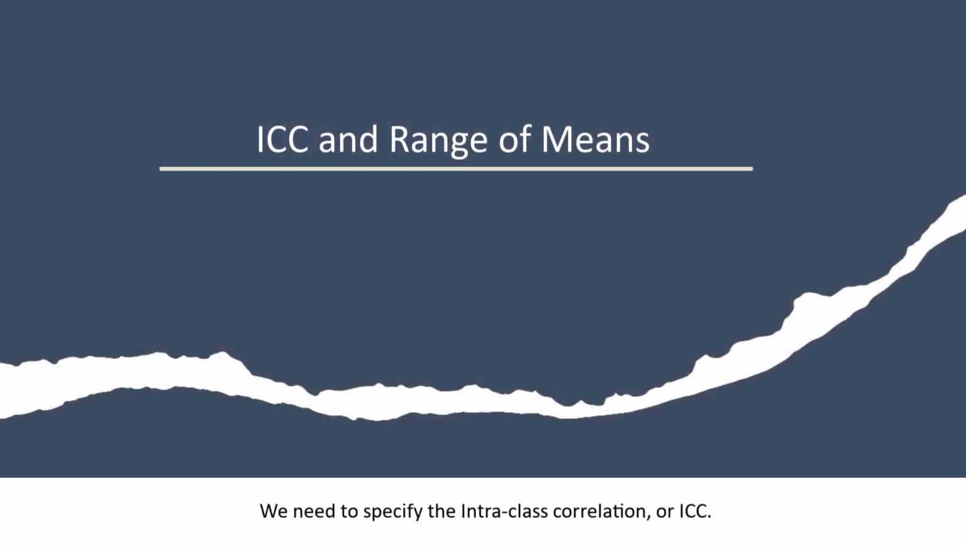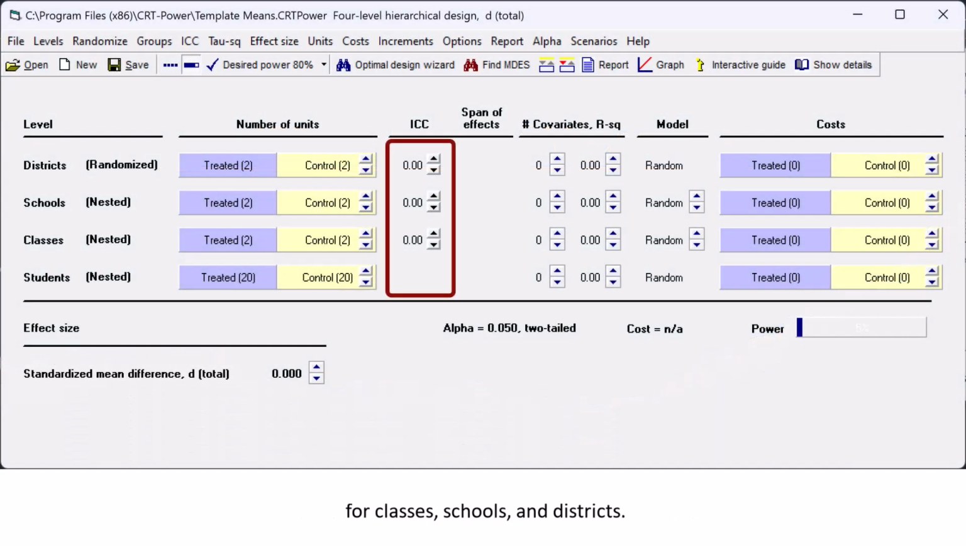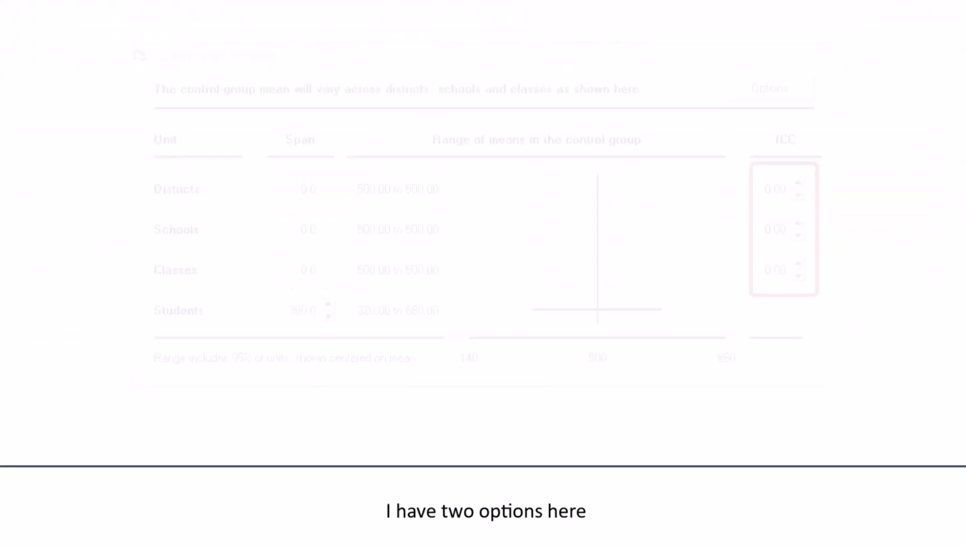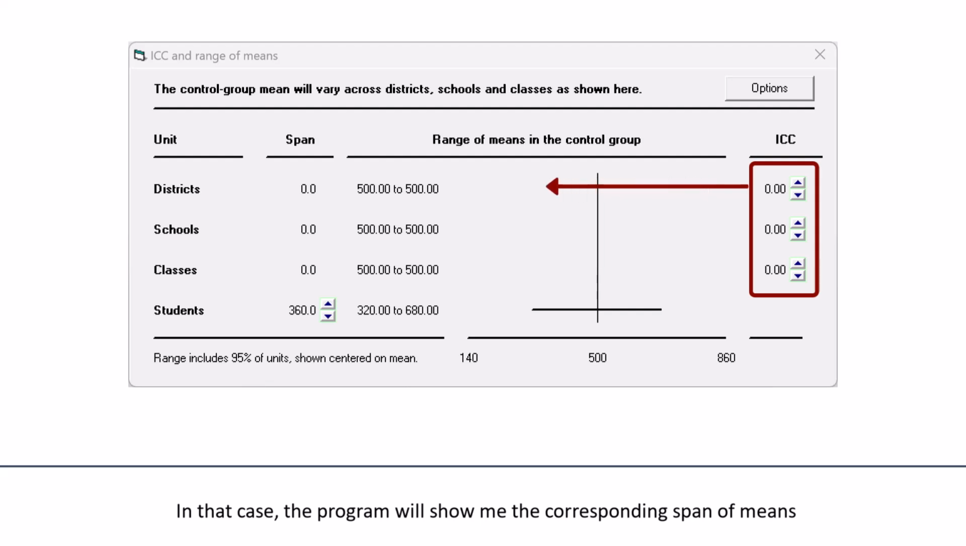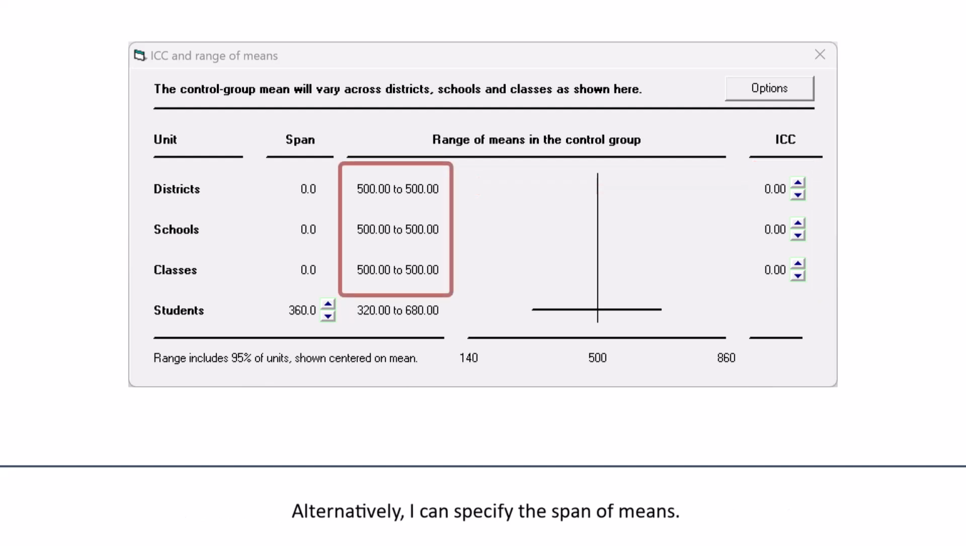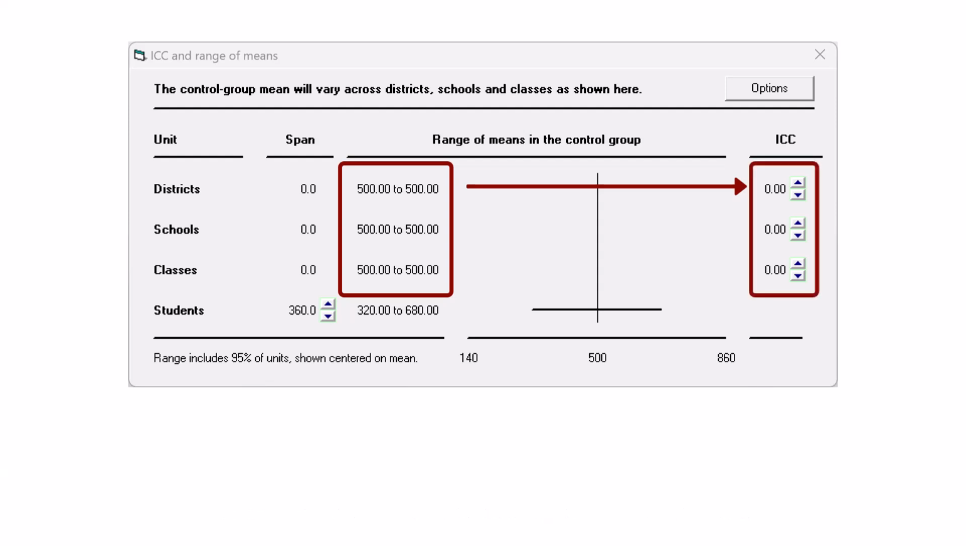We need to specify the interclass correlation, or ICC, for classes, schools, and districts. I have two options here. I can specify the ICC. In that case, the program will show me the corresponding span of means. Alternatively, I can specify the span of means. In that case, the program will show me the corresponding ICC.